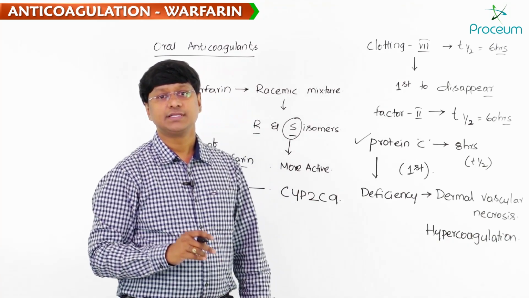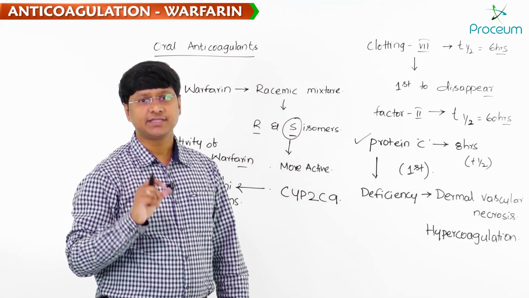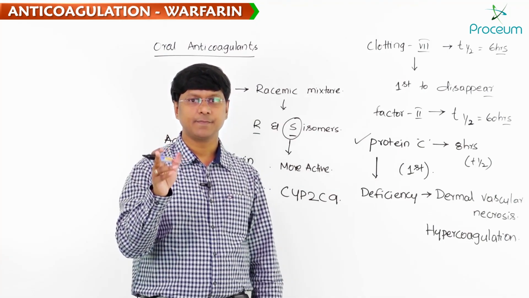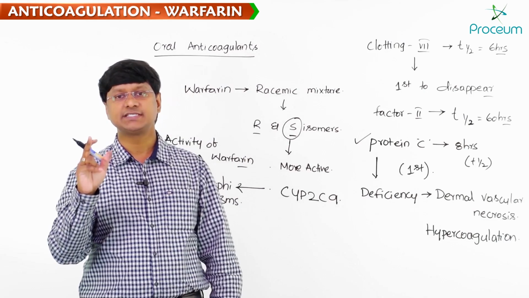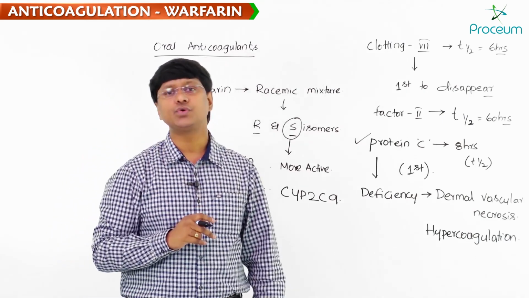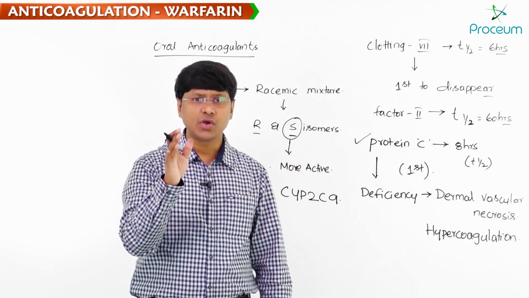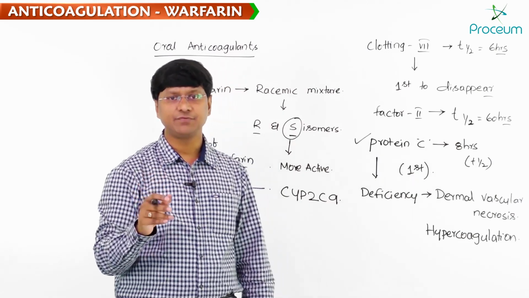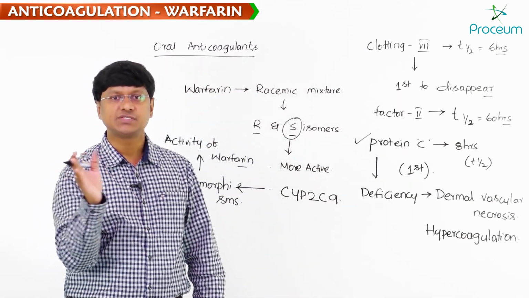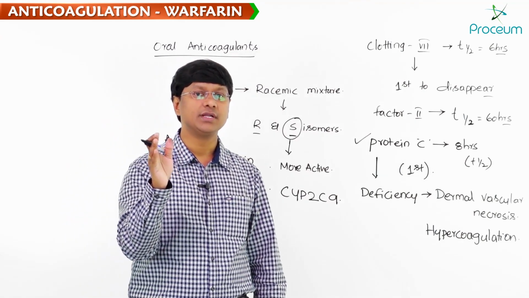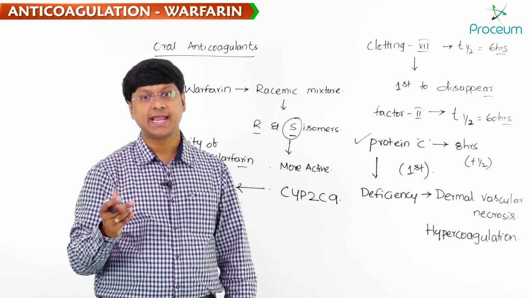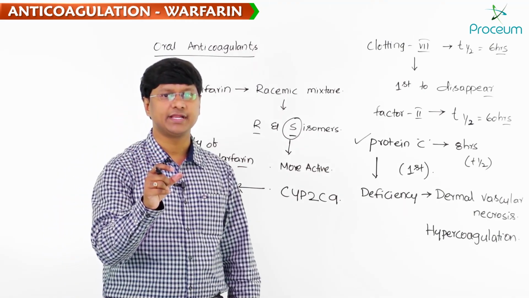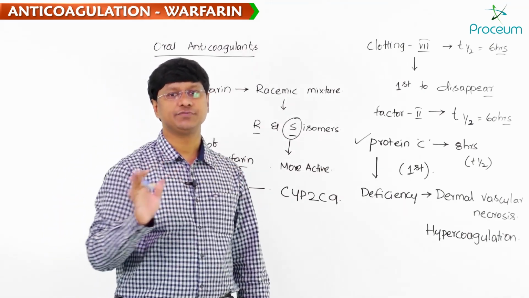Now the other important point is that the effect of oral anticoagulants is always delayed. I have told you why. Because oral anticoagulants prevent the formation of new coagulation factors, but they don't have any effect on already formed factors. Therefore, the effect is always delayed. They develop gradually over 2 to 3 days, and thus these drugs are used for maintenance of anticoagulation rather than initiation of treatment.